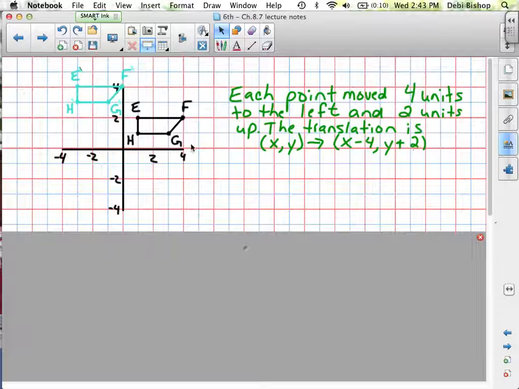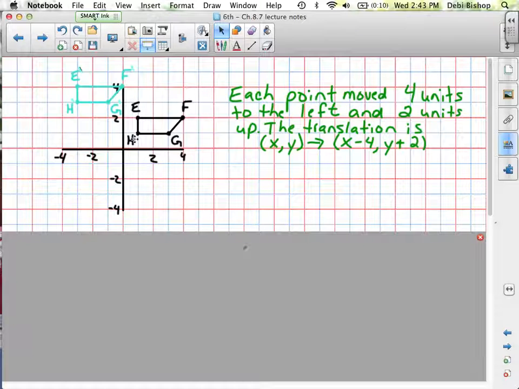So, for example, if you look at E, which is 1, 2. So our x is 1, and if we subtracted 4 from that, we would say 1 minus 4 is negative 3. And if you look here, we have negative 3 is where our E is. And then our y, instead of 2, is plus 2. So 2 plus 2 is 4. So our E coordinate is now negative 3, 4. And if you did that with every single point, you will find that that is correct.